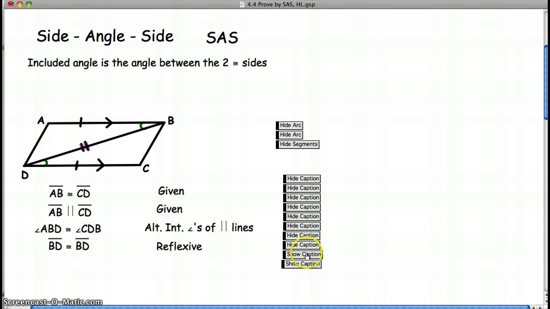Now I can say that triangle ABD, and make sure you have the right order here, is congruent to CDB. Those two triangles are now congruent because of our side angle side theorem. And all you have to do is write SAS there. Pretty simple.